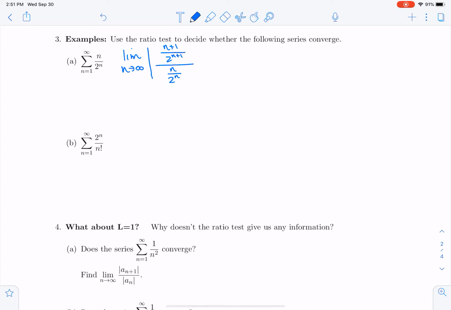And what we need to do is essentially simplify this quotient to find the limit. So I'm going to multiply by the reciprocal. So I'm going to get n plus 1 over 2 to the n plus 1 times 2 to the n over n. Now, 2 to the n cancels with 2 to the n plus first, leaving me just with a 2. So I'm going to factor out that 1/2, and then I'm going to get the limit as n goes to infinity of what's left, and that's going to be n plus 1 over n.